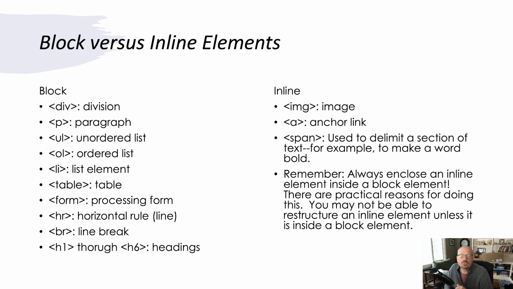Image, of course, is used. IMG is an inline element used for images. A is an anchor tag, and that's for hypertext markup language. Span is used to delimit a section of text, usually within a paragraph. So if you have a paragraph, but you want to take one word and make it italic, for example, then you would use a span to do that.